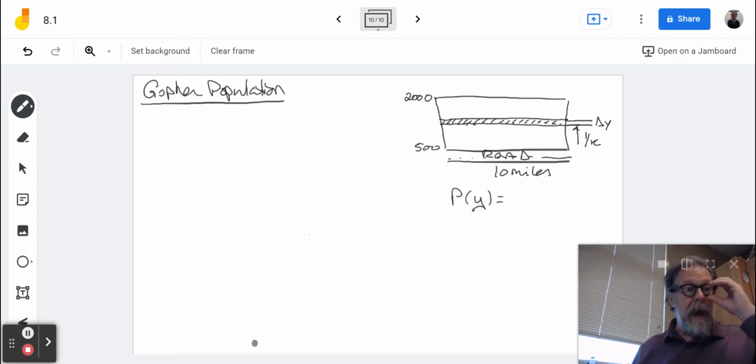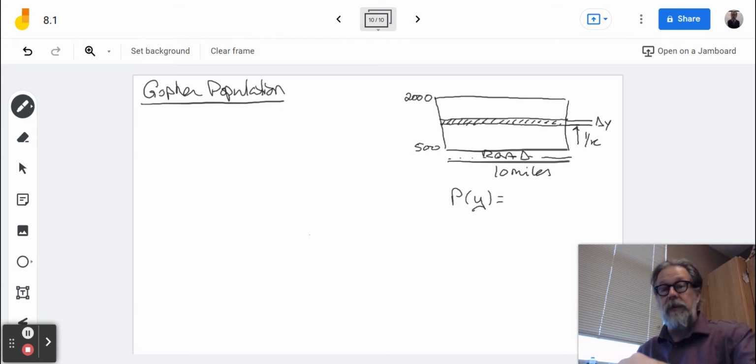All right, welcome back. We're going to talk about a population density problem, and this is going to illustrate, I think, pretty well why it's useful to build yourself a Riemann sum before you turn that into an integral.